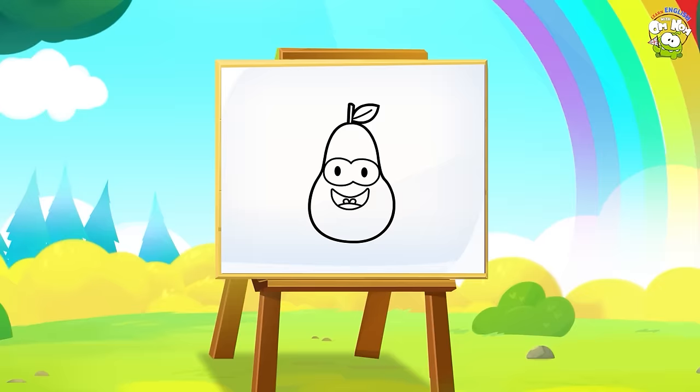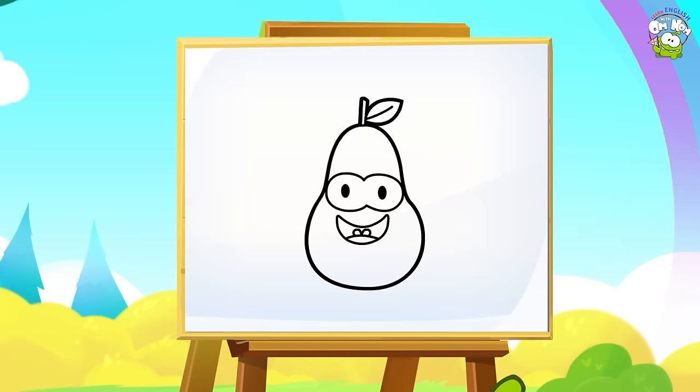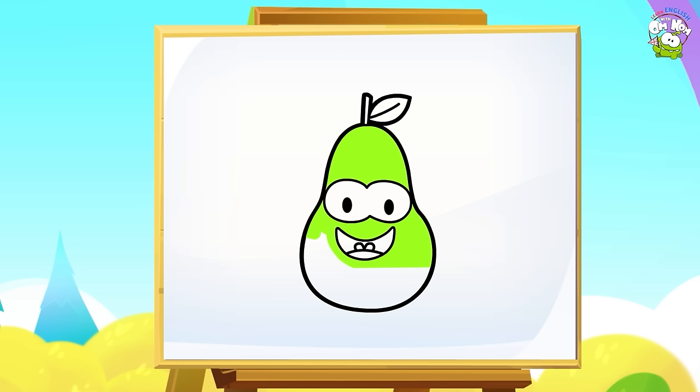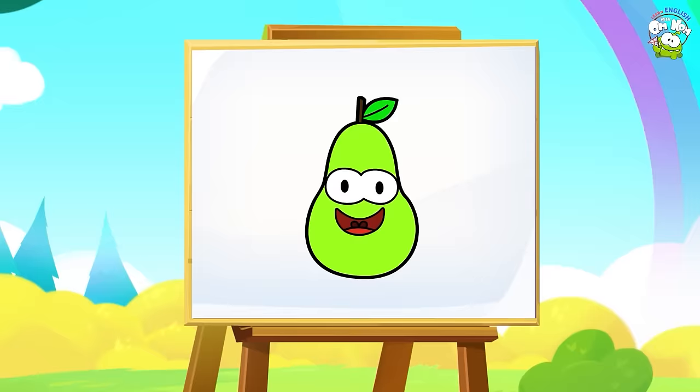What colour is a pear? Is it blue or green? A pear is green. The seeds in the pear are brown. I love pears. Pears are delicious. I have a wheelbarrow to collect the pears.